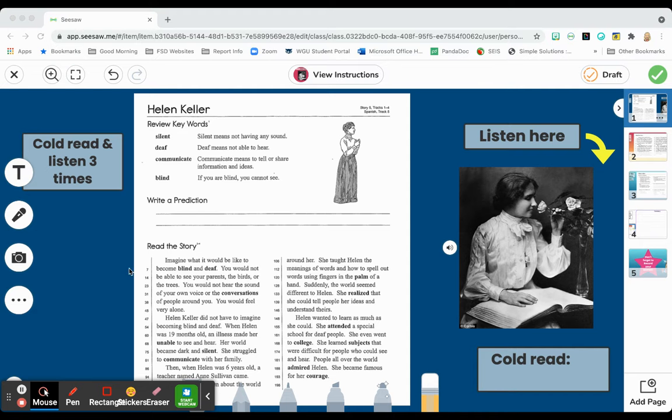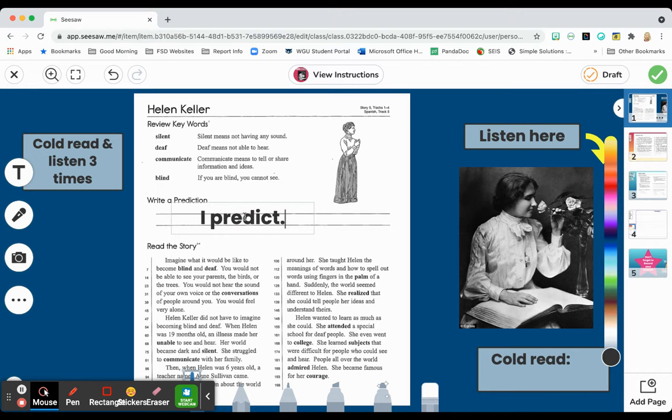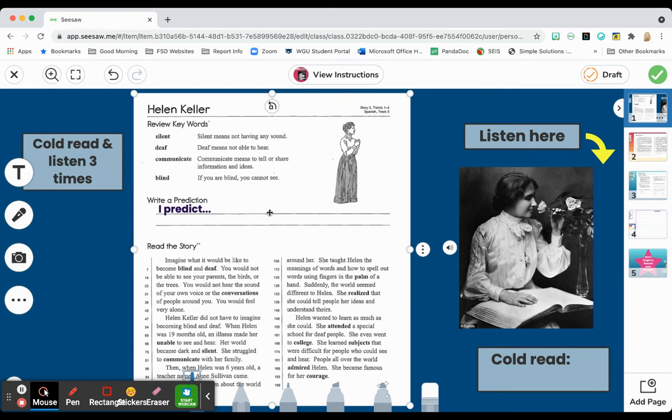So to do your prediction, you're going to click the text link over here, the big T, and you're going to click on that. It's going to open a box here for you. Move it to where you want, and you can start typing either I predict or I think this text will be about. And you can size it to however you want it to fit in here. You can also make it a fun color by selecting from the color tools over here. Make it kind of fun.